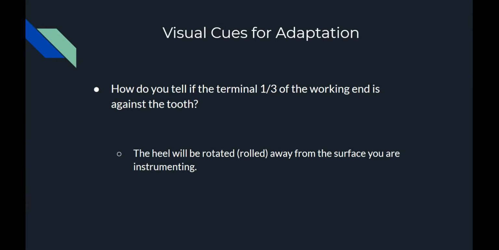Visual cues for adaptation. How do you tell if the terminal 1/3 of the working end is against the tooth? The heel will be rotated or rolled away from the surface you are instrumenting.